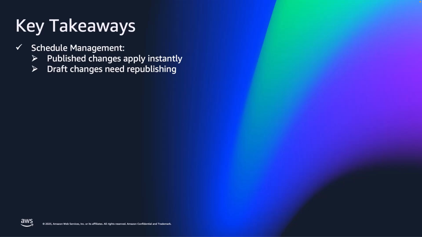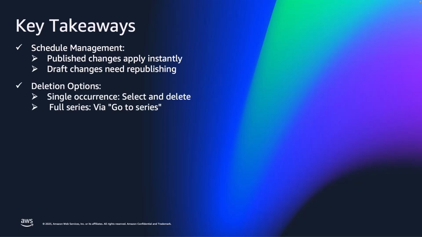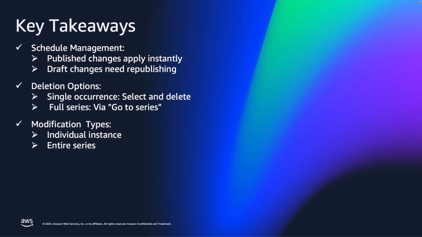To bypass restrictions such as working hour limits, select override rules when creating recurring activities. To delete an activity, you can either remove a single event by selecting and deleting that specific occurrence, or delete the entire series by clicking Go to Series and then deleting. Similarly, when modifying recurring activities, you have two choices. You can either change just one specific instance or update the entire series of events.